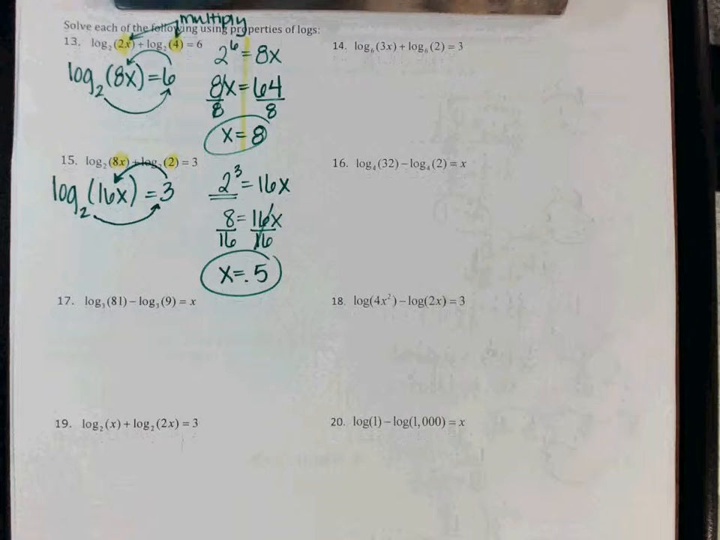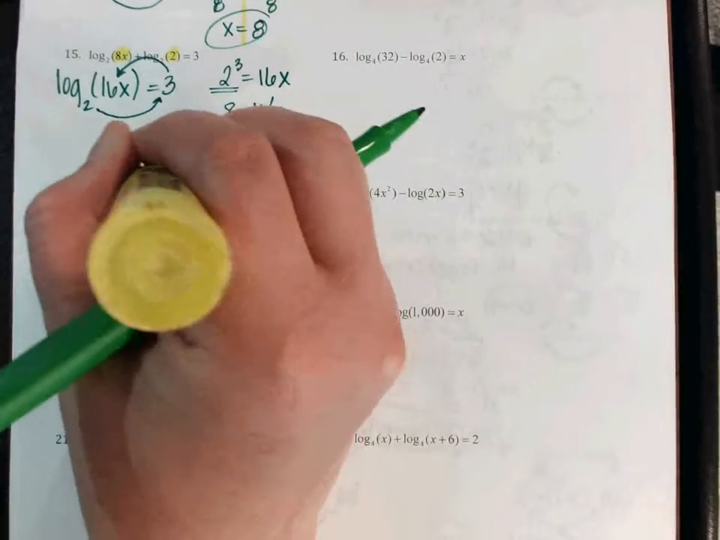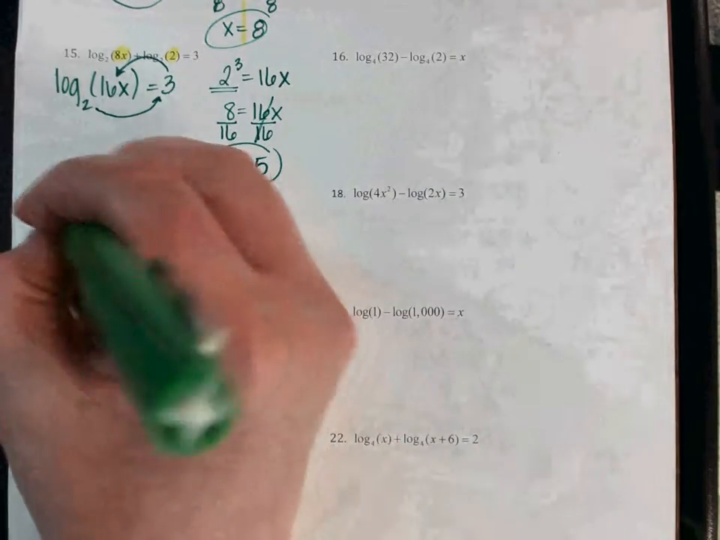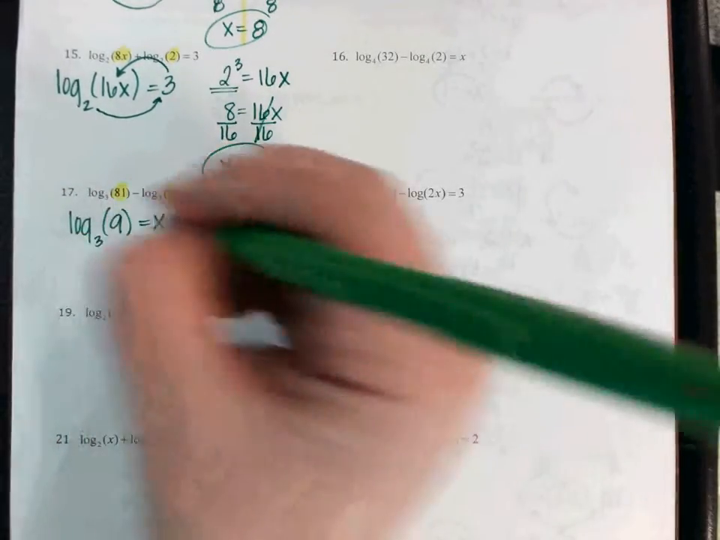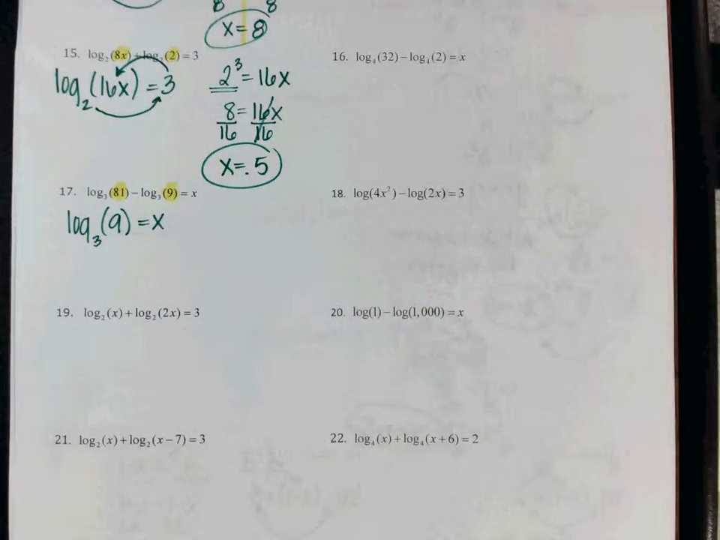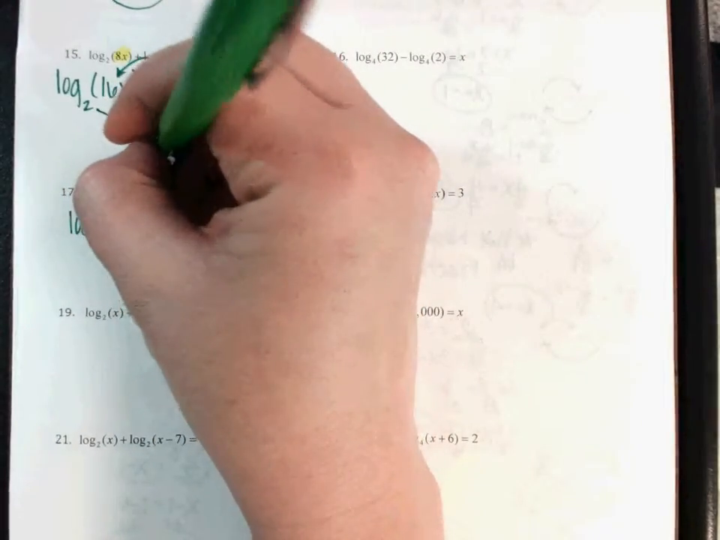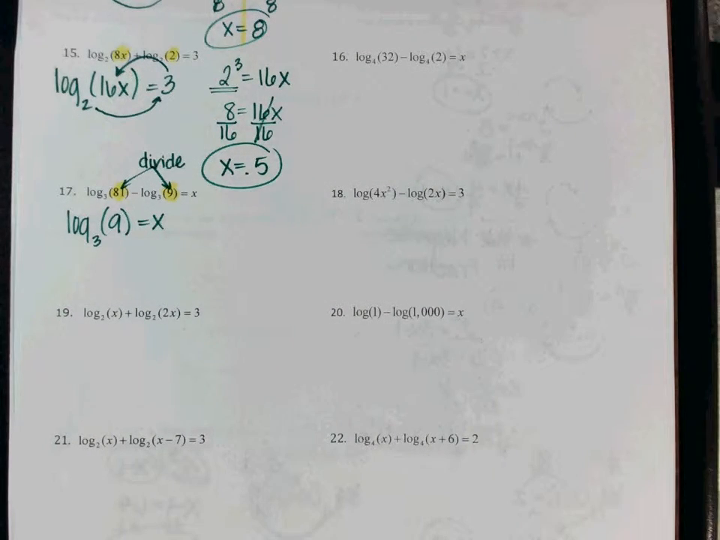Number 17, what's the sign in the middle? Subtraction means I divide. Very good. So you're going to take your 81 and your 9 on the insides, and you're going to divide them. What is 81 divided by 9? 9. So it'll be log little 3 of 9 equals x. Okay, and then I'm going to put a little arrow here, and I'm going to put divide. Okay, but again, why are we dividing? Because it's a minus. Good. Okay, from here, do your loop.